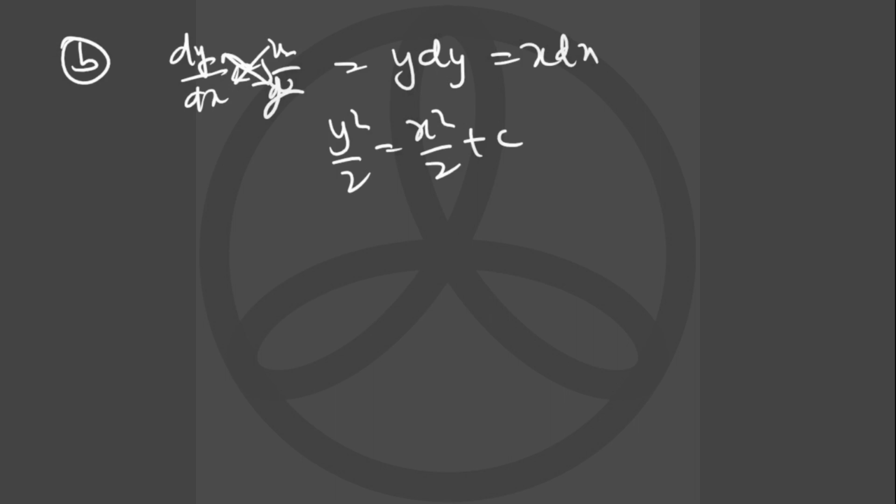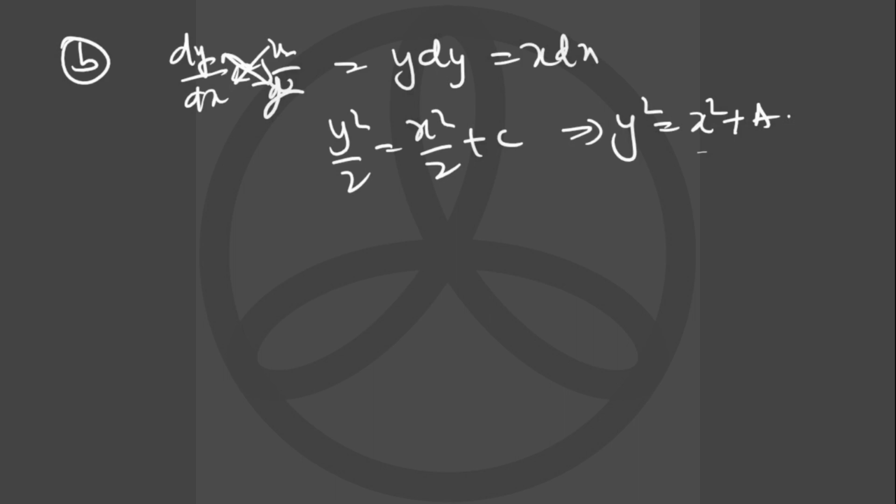This can be written as y² = x² + a, where a is the constant of integration. It is one and the same. You could also write c, or whatever constant you want to write, it will be correct.